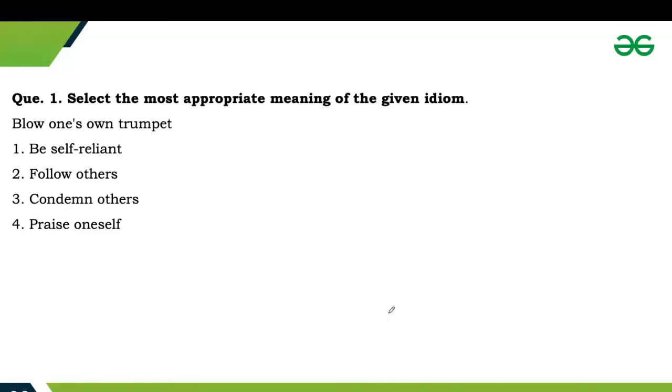So we have the first question: select the most appropriate meaning of the given idiom. The idiom is "blow one's own trumpet." Comment your answers. Which of the following options is the correct meaning of this idiom? We have four options. First one is be self-reliant. Second one is follow others. Third one is condemn others. Fourth one is praise oneself. So comment your answers for question number one.